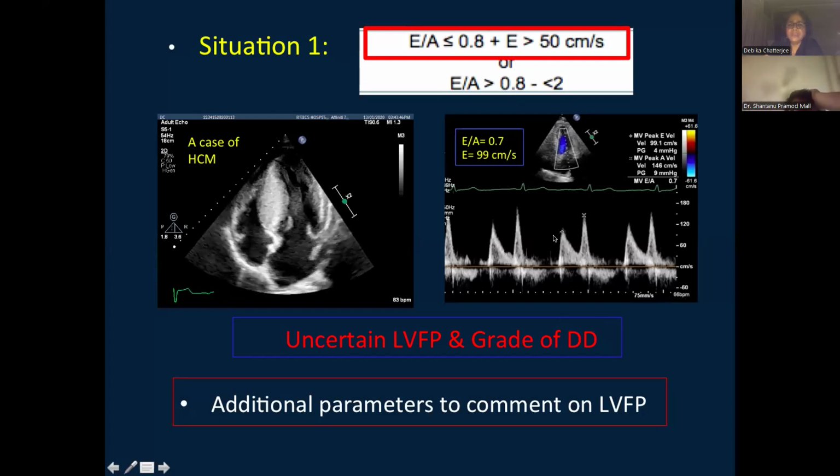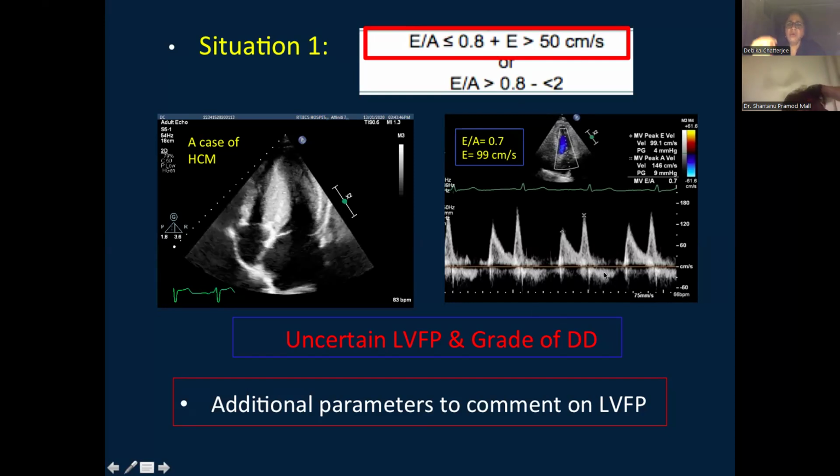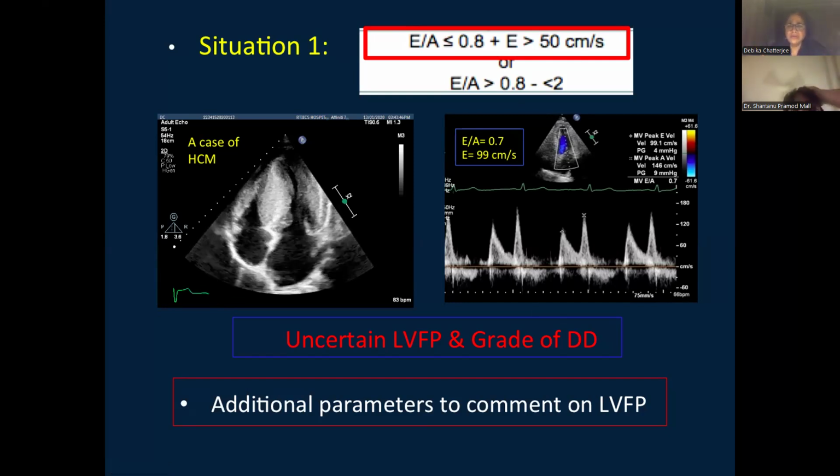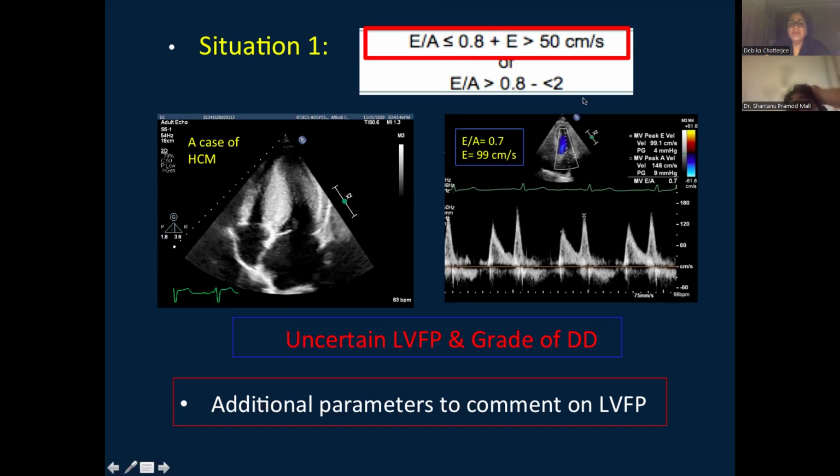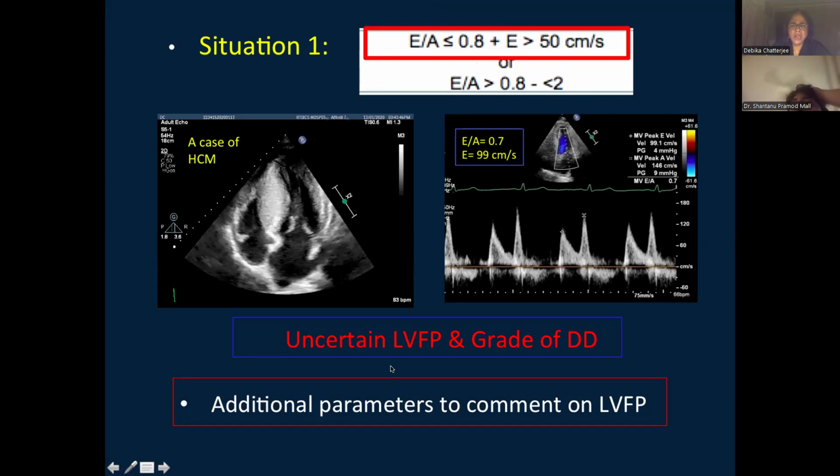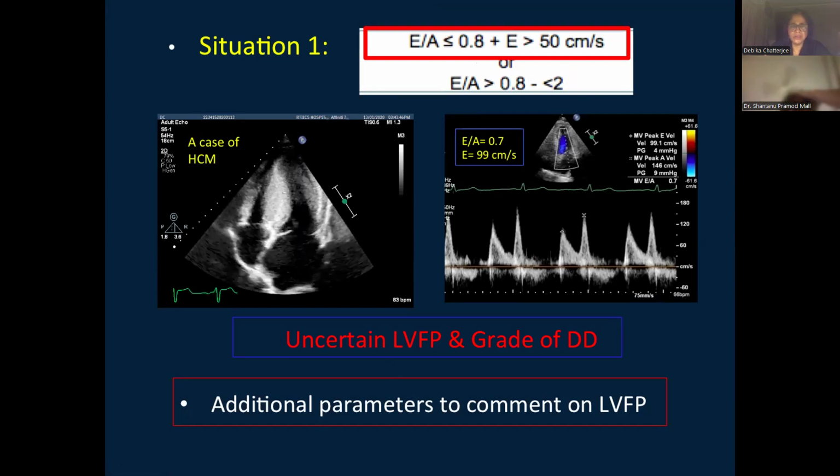Though the E wave is less than A wave, you cannot say that this is a grade 1 diastolic dysfunction or grade 2 till you see the other findings, which I'm going to describe. You need some additional parameters. So this pattern where E/A ratio is less than 0.8 and E wave is more than 50 centimeter per second, you cannot determine the LV filling pressure, neither can you grade the diastolic dysfunction.